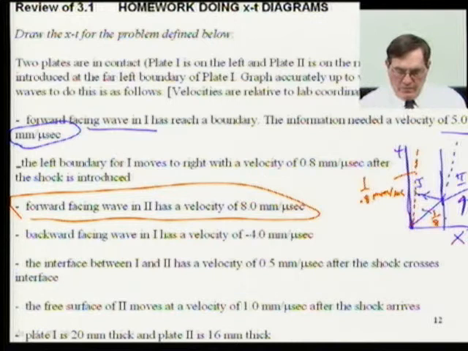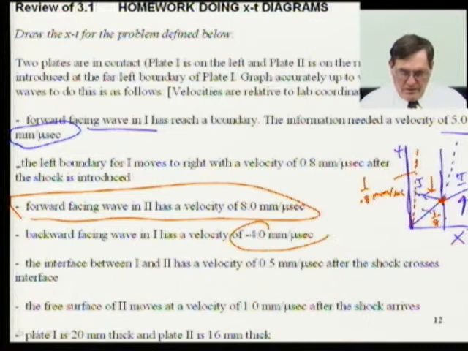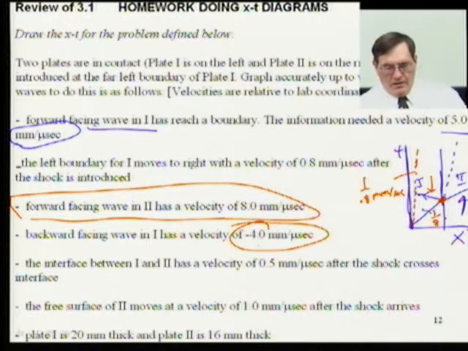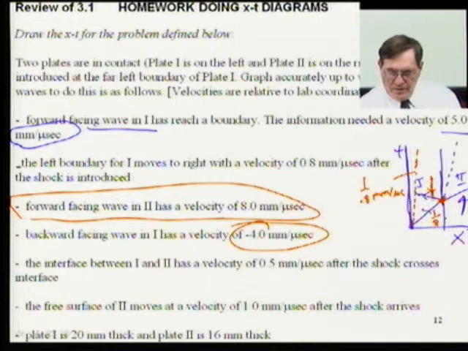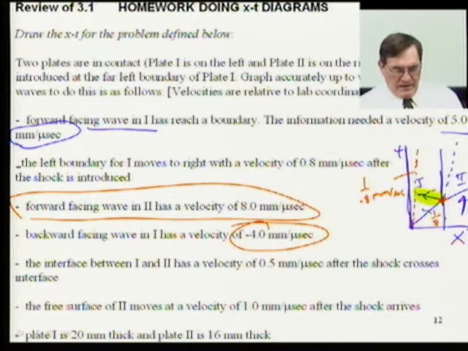The backward-facing wave, the one here, I give you a minus. It has to be minus. Remember, it's going from right to left, so that means it's a vector velocity. So anything going from right to left has to have a negative sign in front of it. So I'm not worried about the particle motion. I just gave you the Lagrangian velocity of minus 4 millimeters a microsecond for this wave here, the one that's going back off the boundary. I guess I should use a highlighter instead. You know, this wave here. So I give that velocity, and the interface between 1 and 2 is a half a millimeter a microsecond, so that's what this slope would be.